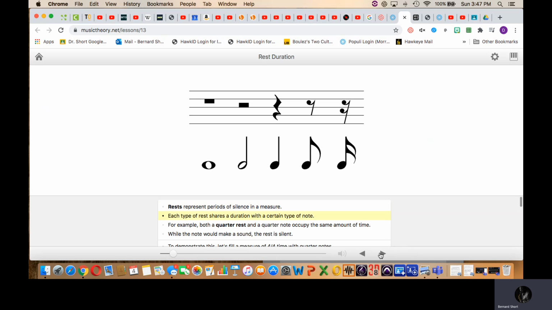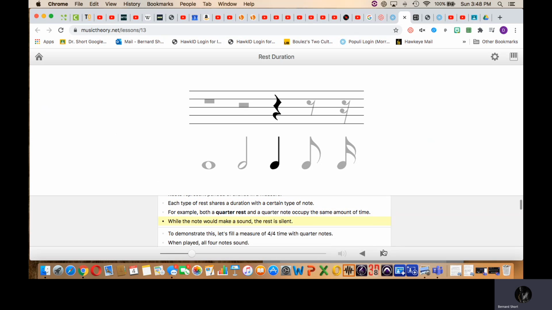Same exact thing. Whole rest, same as a whole note. Half rest, same duration as a half note. Quarter rest, same duration as a quarter note. Eighth rest, same duration as an eighth note. 16th rest, same duration as a 16th note. Okay?